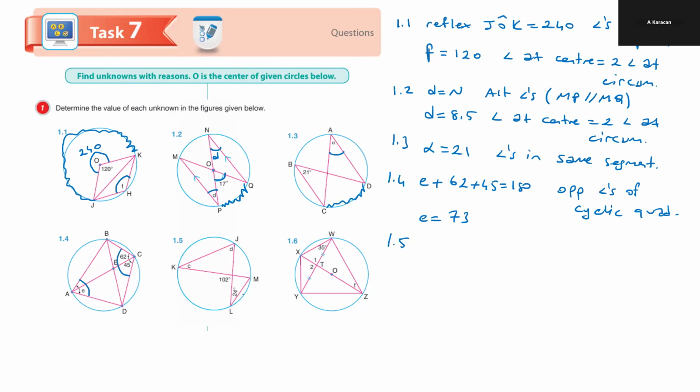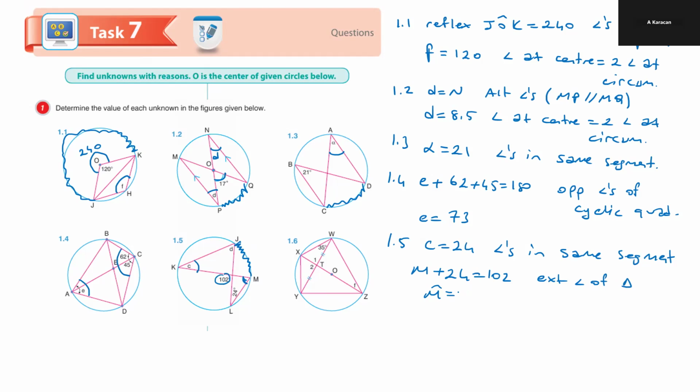Angle 24 is subtended by JM. C is also subtended by the same arc. So C is equal to 24, angles in the same segment. Then 102 is an exterior angle to 24 and M. So M plus 24 must be equal to 102. Reason is exterior angle of triangle.